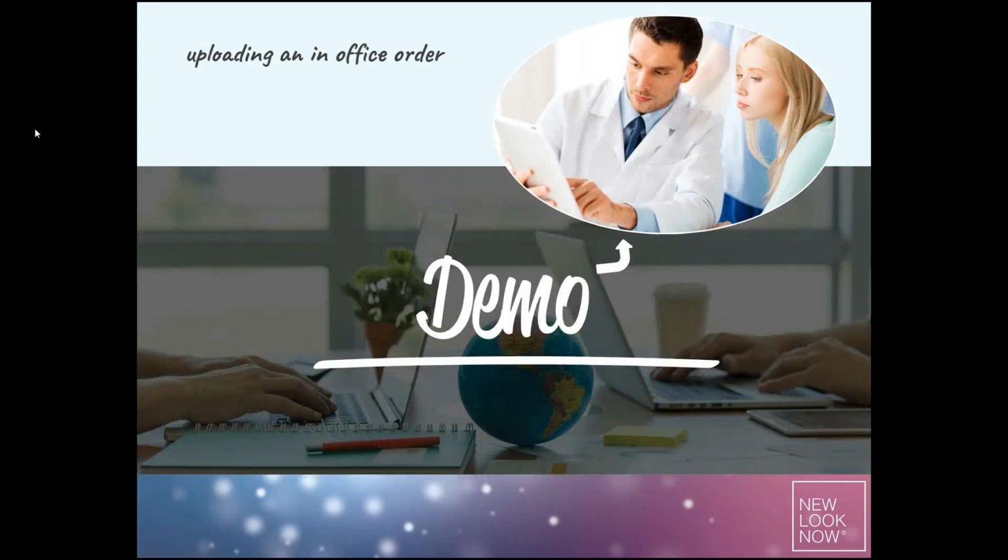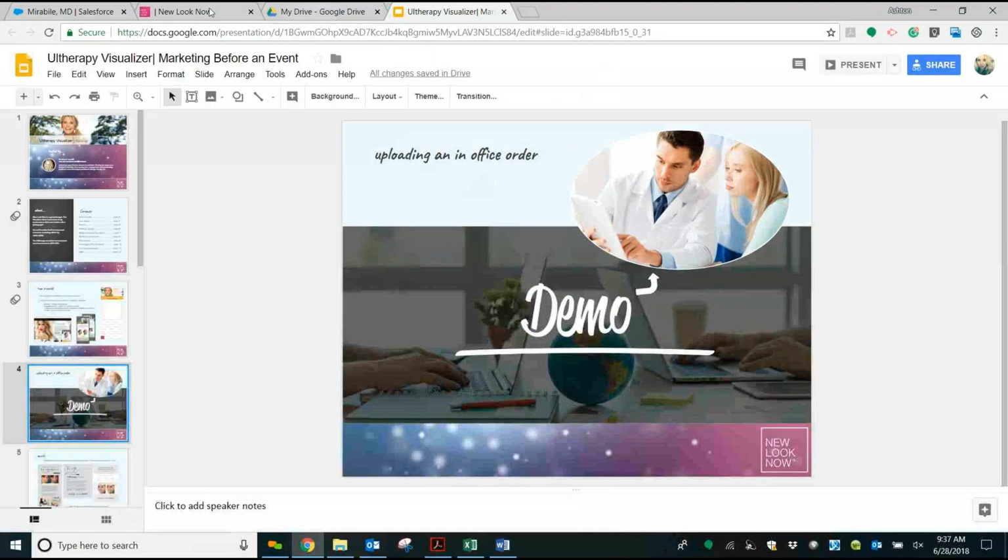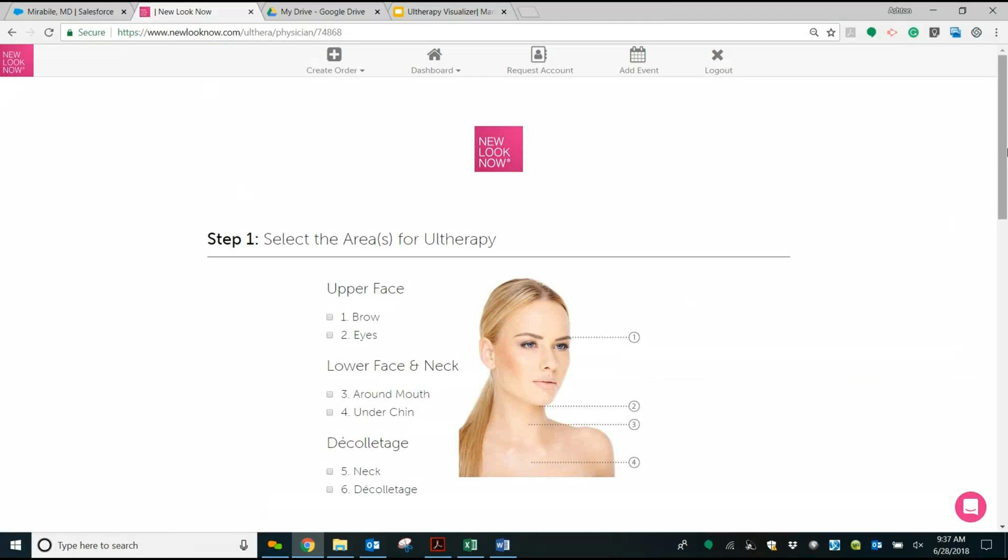Let me back out of here and we're going to go through a quick demo of how to upload a photo in Office. This is also the same workflow that you'll use during an event. After you've clicked on Create Order, either from the desktop, which I'm doing here, or an iPad, which we do recommend, or any kind of tablet for that matter, you'll see a square button or drop-down box in the upper right-hand corner. When you click on that, these menu items become available. You'll click on Create Order, select Ultherapy, and then it'll bring you to this workflow here.